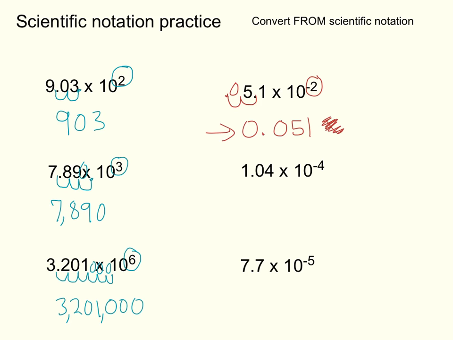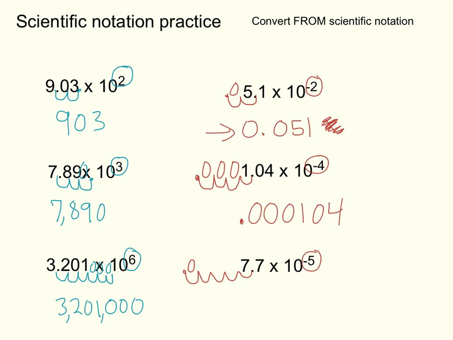Okay, next example. There's a negative 4, so we're going to move our decimal back 1, 2, 3, 4. Fill in our zeros. So on this one, I'm going to forget that first 0 I put in, but I'm going to include the ones that I wrote. 1, 0, 4. And that's my final answer. Last example, we have a negative 5. 1, 2, 3, 4, 5. Fill in my zeros. 0.000077. That is my final answer.